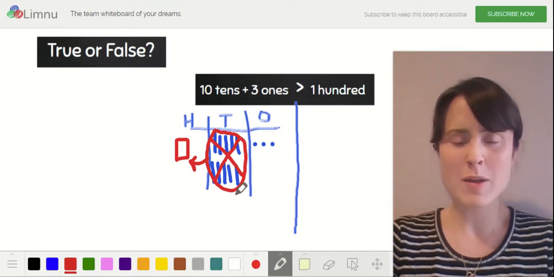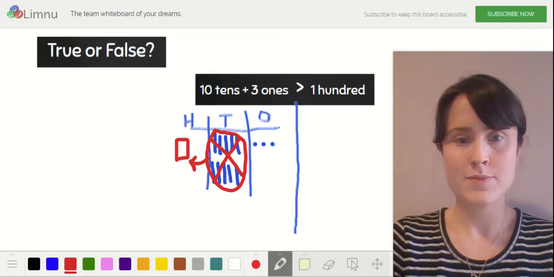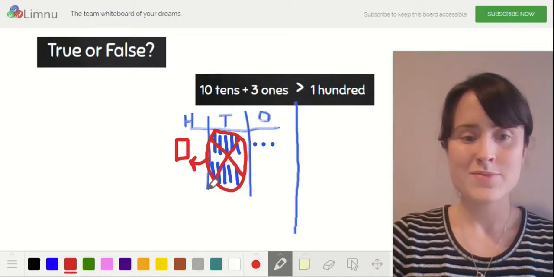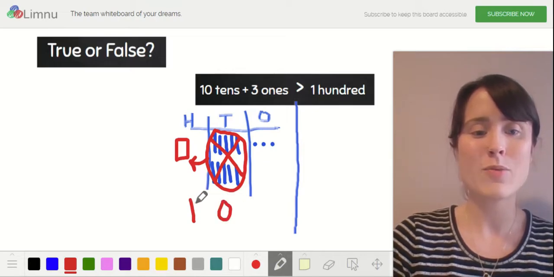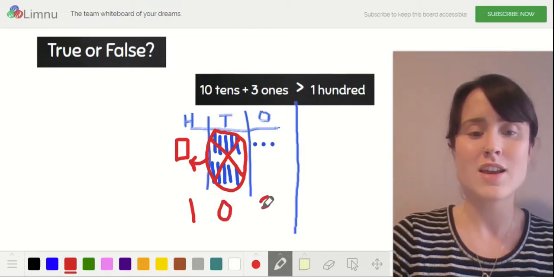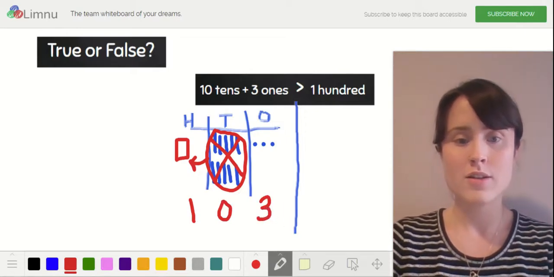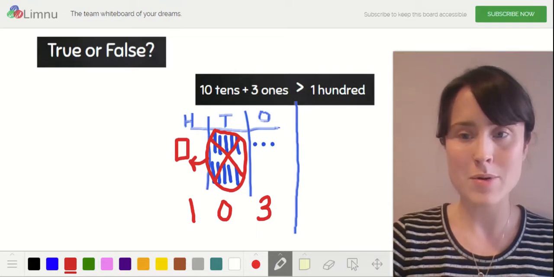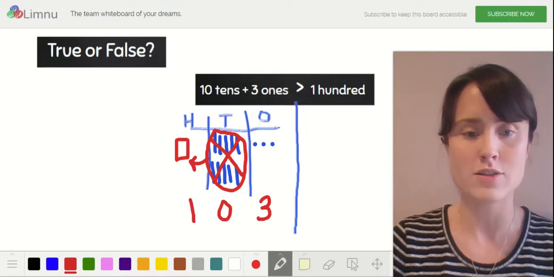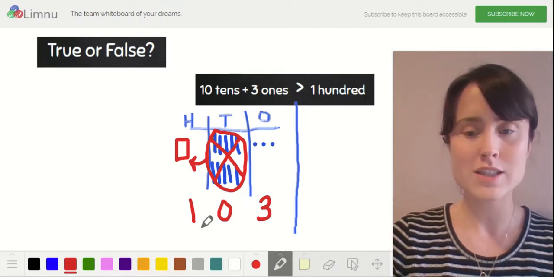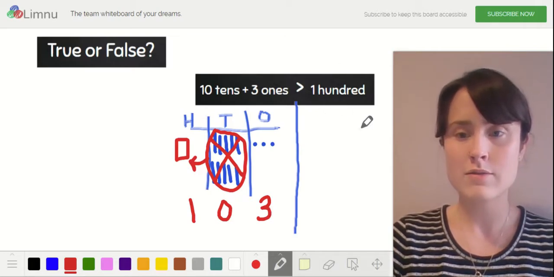So what's the value of my picture? Good, my picture is worth 103 because I have 100, 0 tens, and 3 ones. We say this number 103. All right, we're getting close. But remember, our job is to figure out, is this inequality true or false? So now I know this side is worth 103. How can I represent this side?